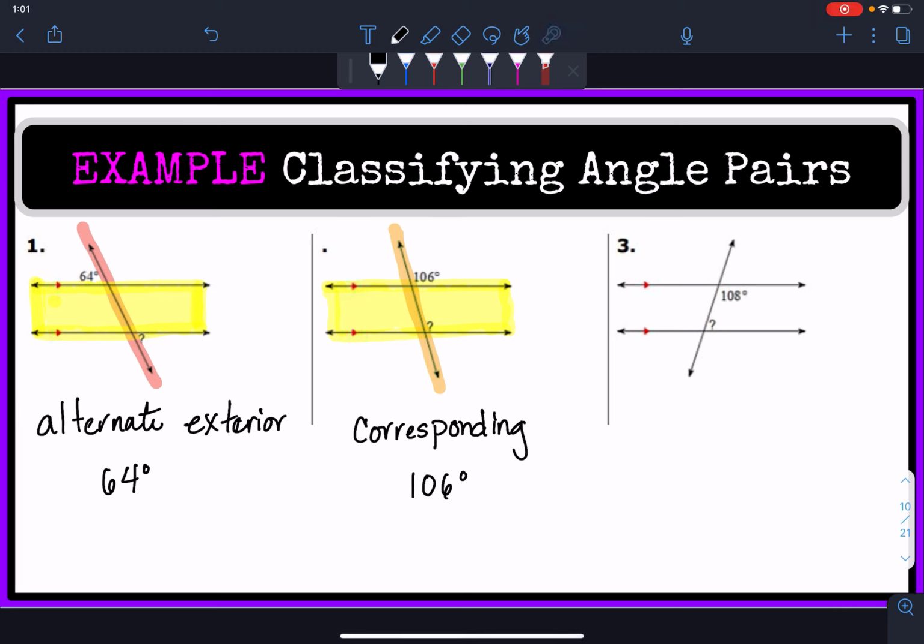You can kind of see that just by looking at the angle. Notice that this angle is obtuse. Notice that this angle is obtuse. And it so happens that they're the exact same obtuse angle. So they're both equal to 106.